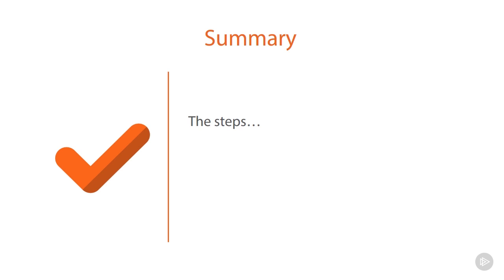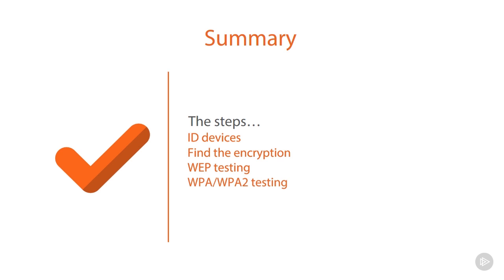And again, those steps included the concept of first trying to identify all devices that are hooked up to the wireless network. That includes not only the access points, but also desktop machines, laptop machines, tablets, as well as even printers. After we find all the devices, we then go through and try to find out if any encryption is being utilized. And then based off of that, we had different steps that we walk through to do either WEP testing or even WPA2 or WPA testing.